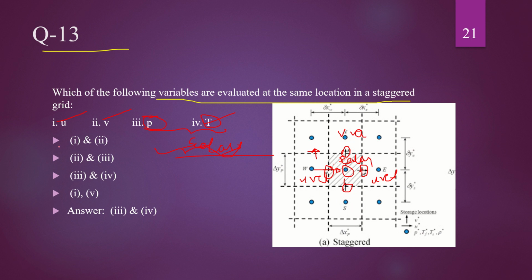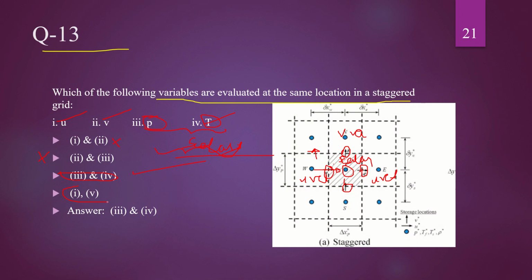So we'll see the options. It is 1 and 2. 1 and 2 are both at the face center, but they are not exactly at the same centers, they are at different faces. So that answer is wrong. 2 and 3, velocity and pressure: one is a scalar, one is a vector, so they are obviously at different locations. 3 and 4, this is right. P and T both are scalars, therefore they are stored at the cell centers.